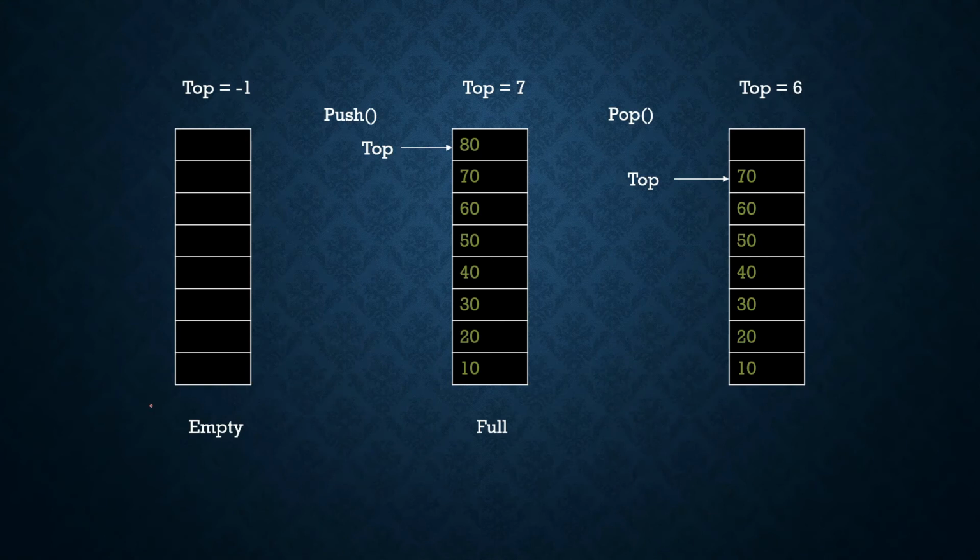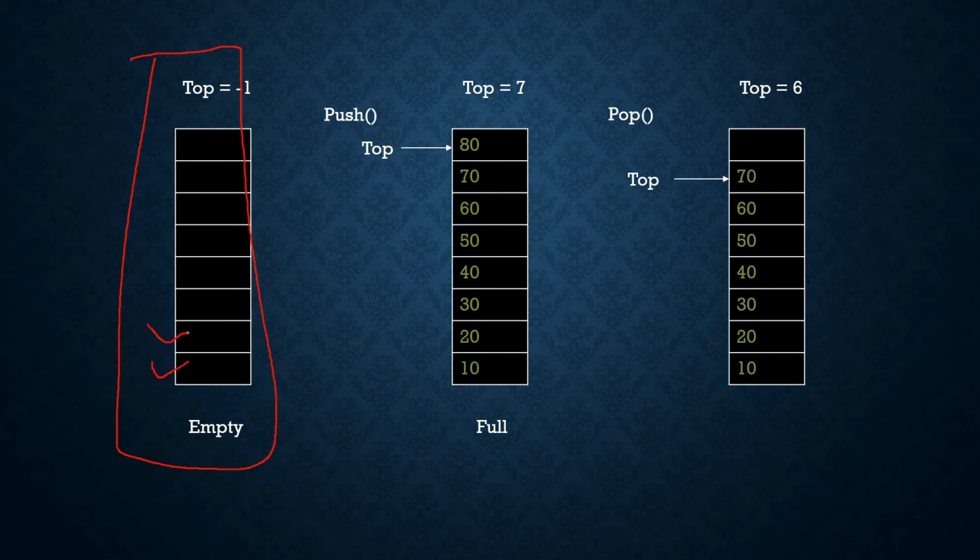Here is an empty stack. In an empty stack, we don't have any data. That's why here top is equal to -1. Here top is here, that is -1.